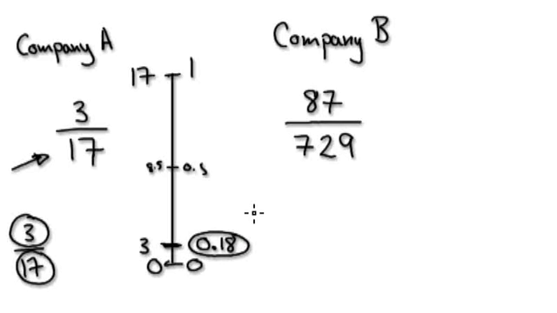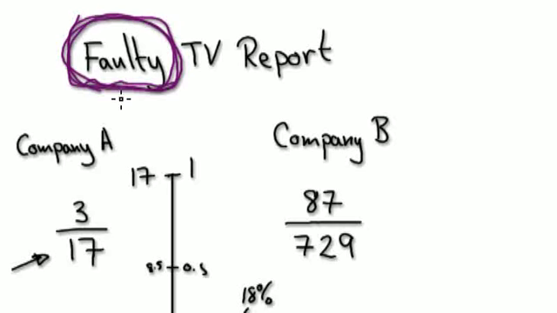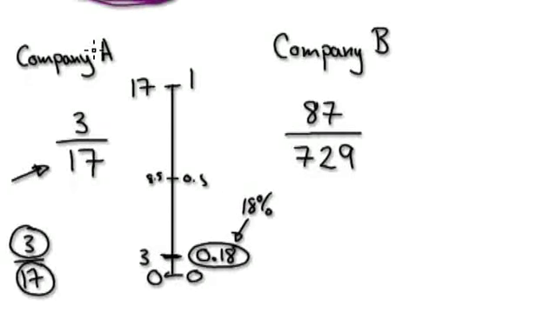Okay, so this is like 18%. Remember, this is 18% faulty. We are now looking at faulty. We are not looking at correct answers. Like in the previous video, we are now looking at faulty TVs. So this 18 here represents 18% faulty TVs.